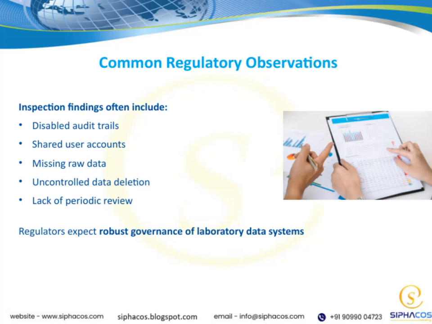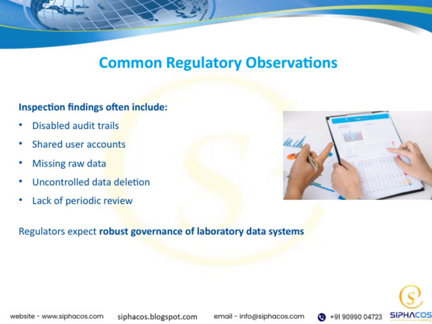Let's take a closer look at some common regulatory observations during inspections. Often, you'll find issues like disabled audit trails, which means the logs that track data changes are turned off or not maintained properly. This can really undermine data integrity. Shared user accounts are another frequent finding. When multiple people use the same login, it becomes difficult to hold anyone accountable for specific actions.